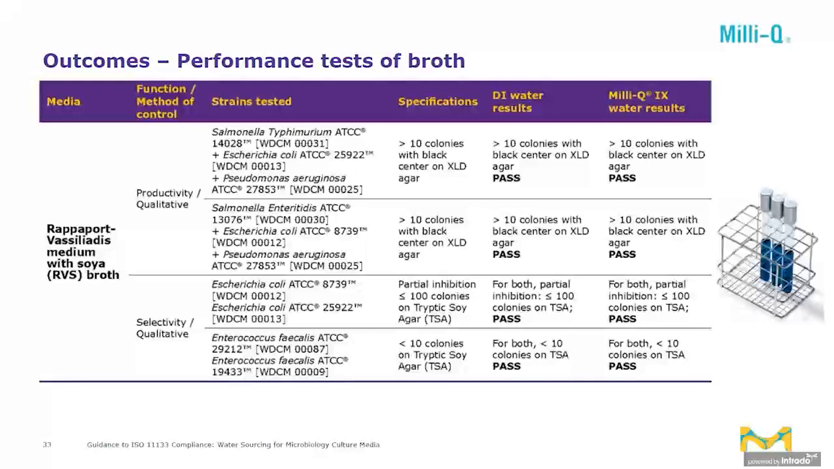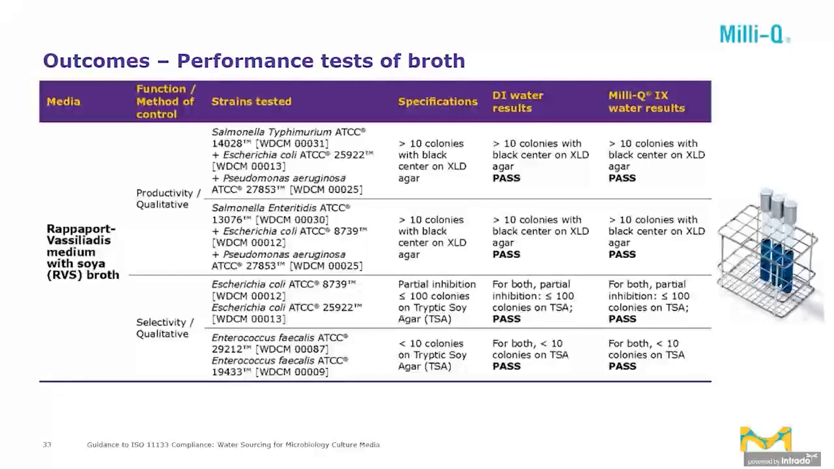Why is this done in the same tube? It is done to mimic a real-life situation in a food matrix, because mostly you have pathogens in combination with non-pathogens in the same food. So this is the reason why we inoculate the Salmonella in the same tube with two non-target strains. After incubation, a portion from this tube is subcultured on the selective agar XLD, where only Salmonella will grow, to show that the Salmonella were able to grow in the presence of the E. coli and Pseudomonas in the tube. For both water qualities, it passed, and the Salmonella showed the required black-centered colonies on the XLD agar.